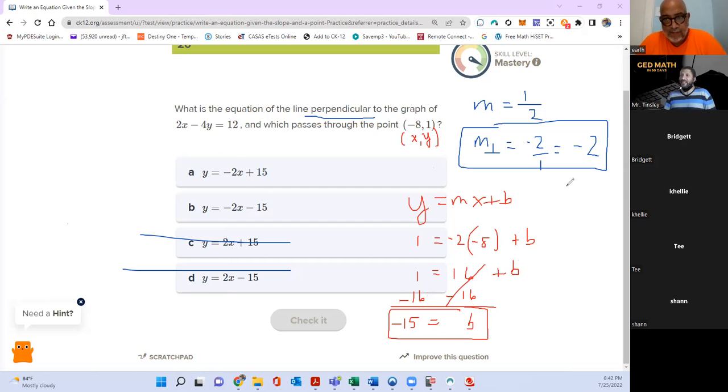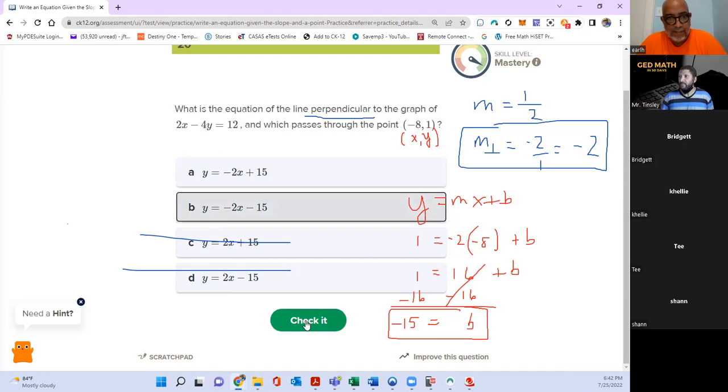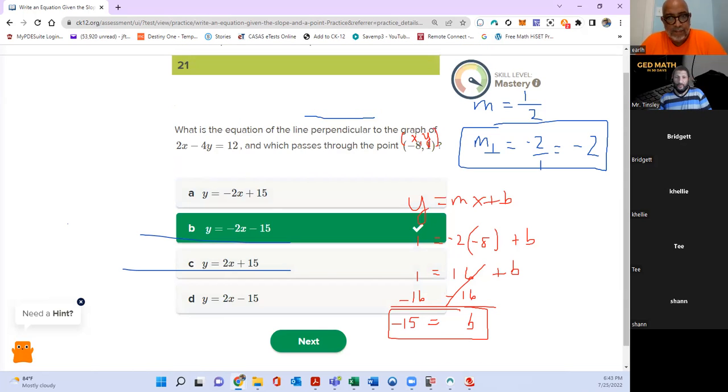We know our slope is -2. What's the equation of the perpendicular line? B. Yep.